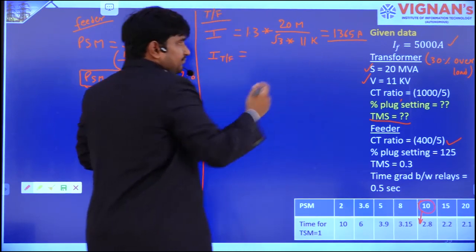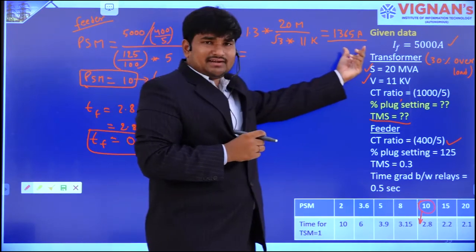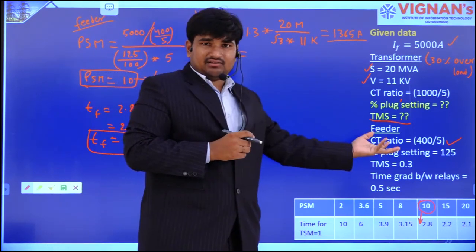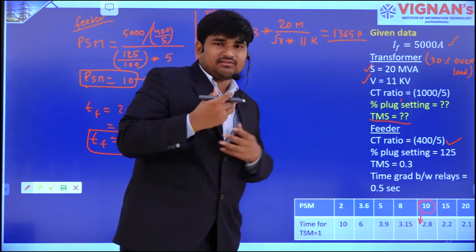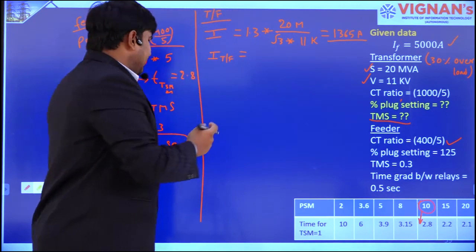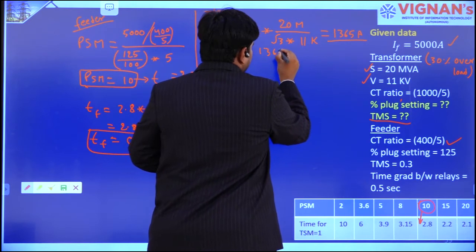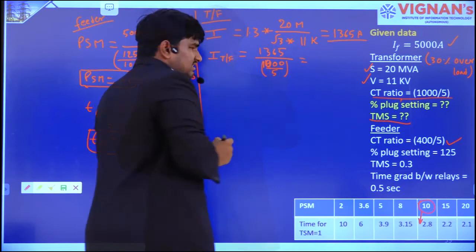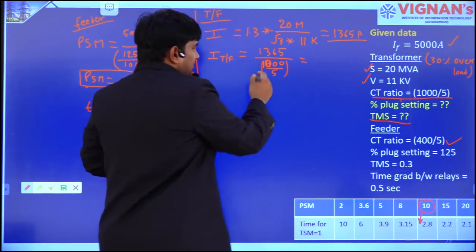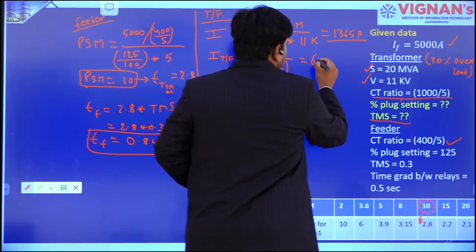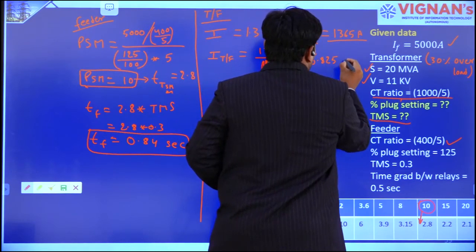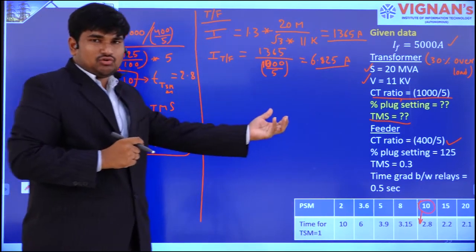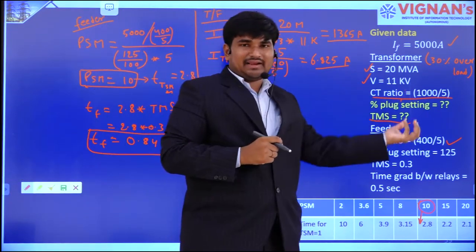We have the primary current and we need to calculate the secondary current. In the case of the CT, how can we calculate it? That is 1365 divided by the CT ratio. What is the CT ratio? 1000 amperes by 5 amperes. From this, 6.825 amperes. This is the amount of current that is passing through the transformer relay.